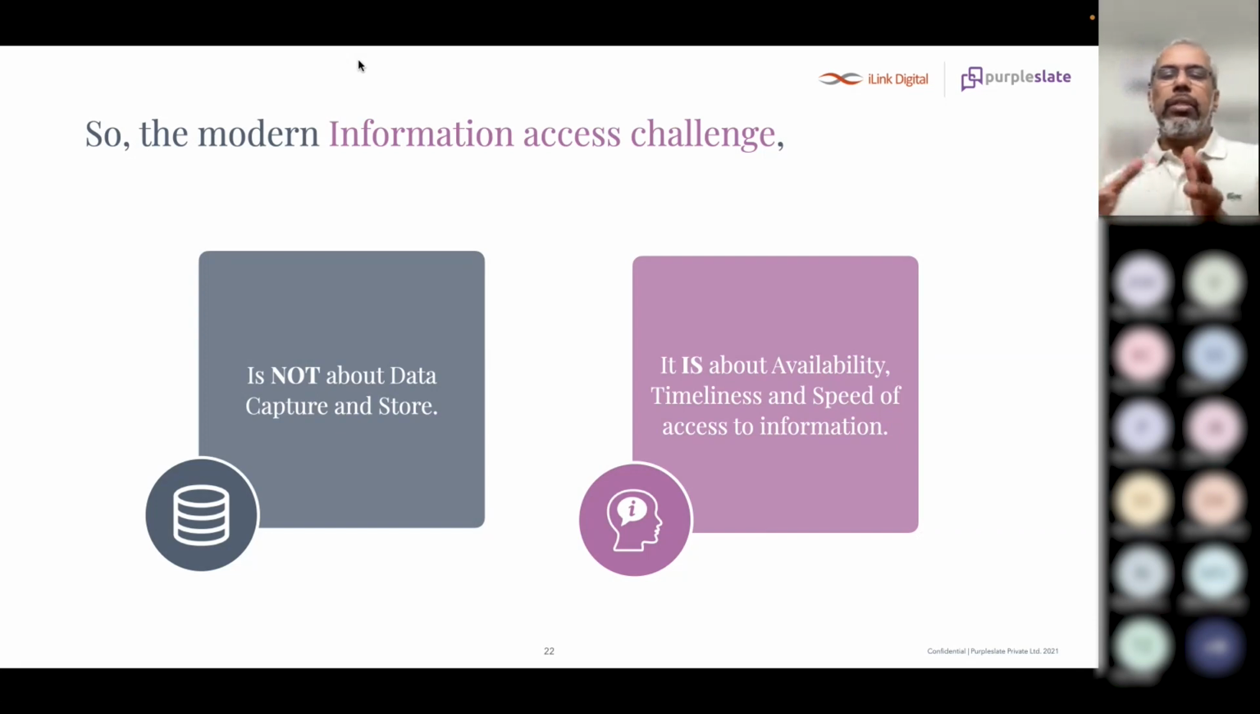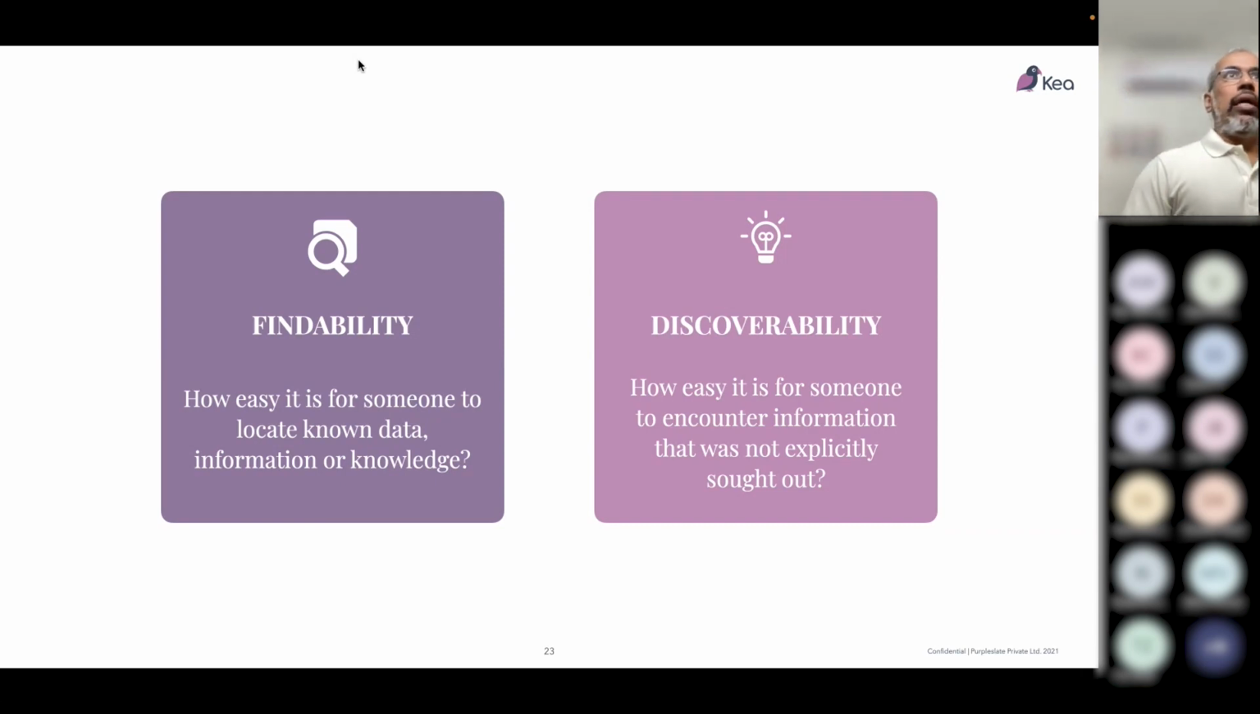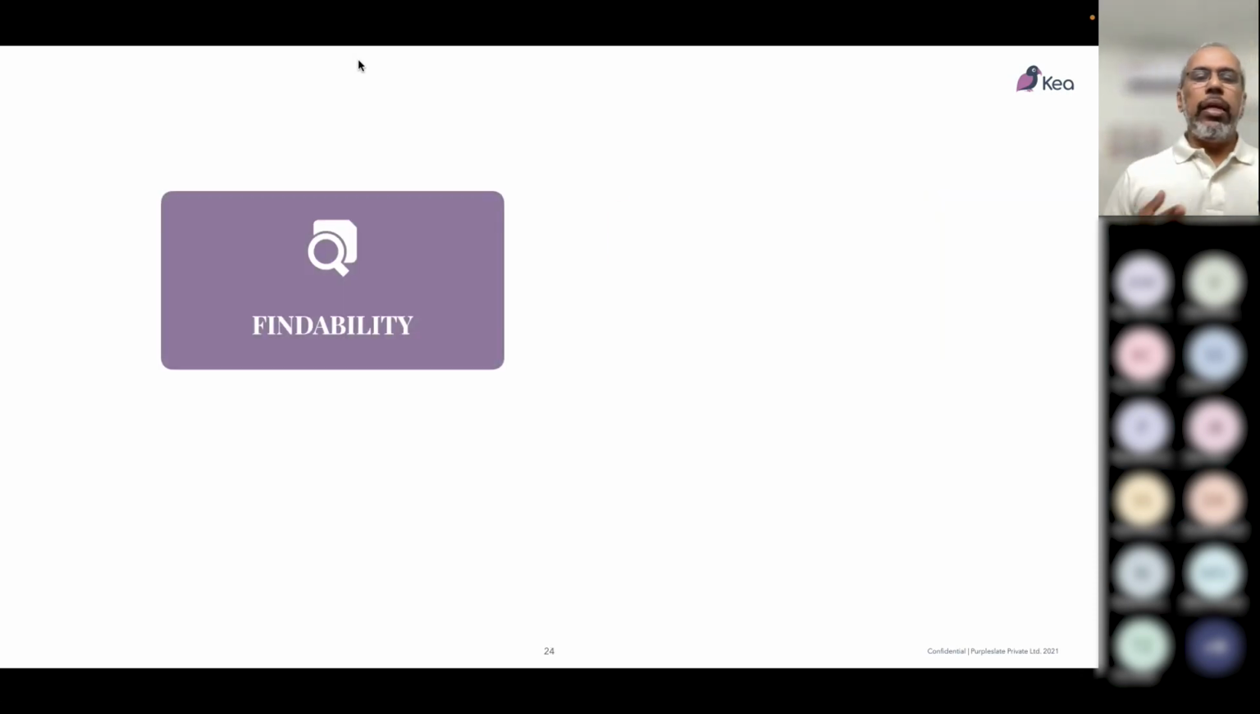The one I've highlighted in pink is the challenge we are trying to address through our solution. There is also one more essential factor, which we call the findability or discoverability of information. What exactly do we mean by that? I have a couple of examples here.